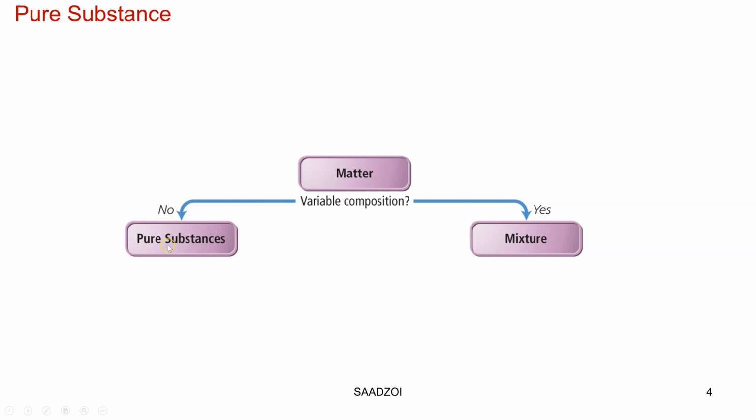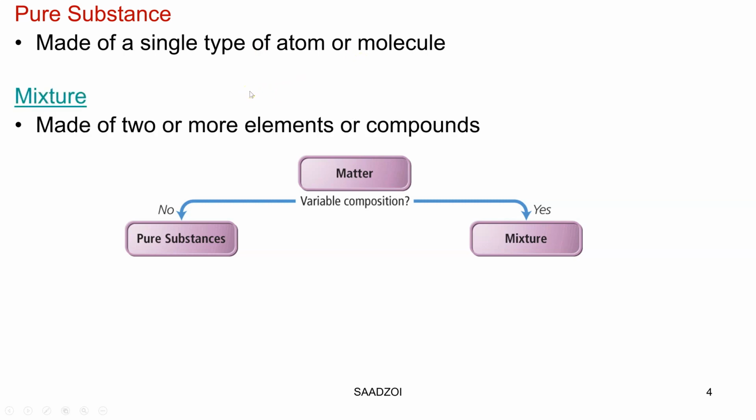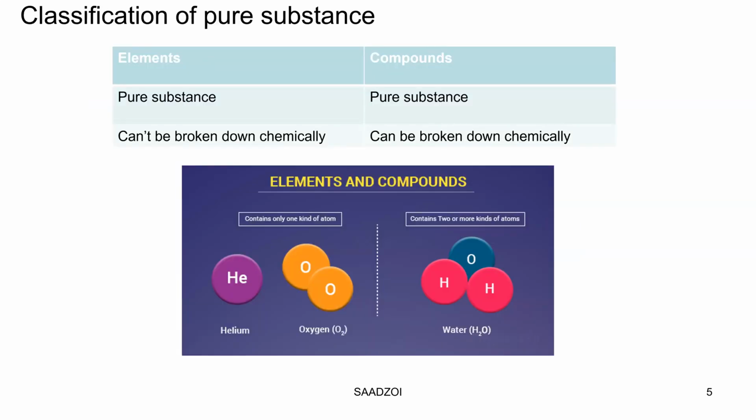So pure substances, once again, are not variable in composition. Mixtures are. That's the key difference between them. So they're made of a single type of atom or molecule, being a compound. Mixture, on the other hand, is made of two or more elements or compounds. So they're a combination of different substances. It's not just one type of compound, one type of element. It's a mixture of multiple elements and/or compounds.